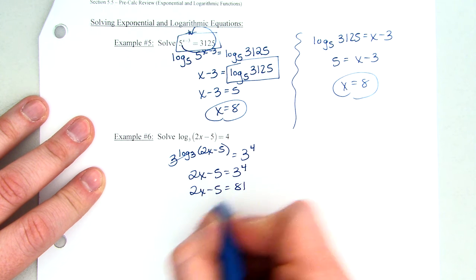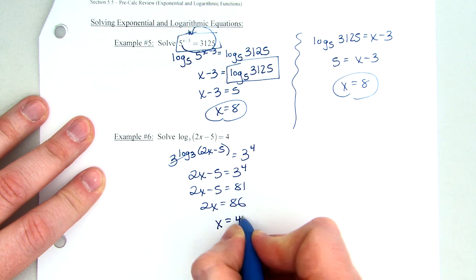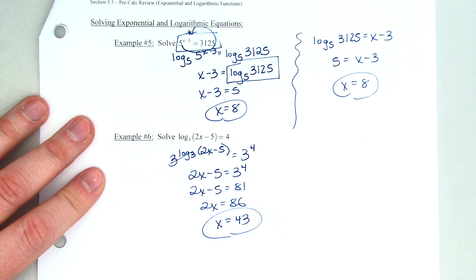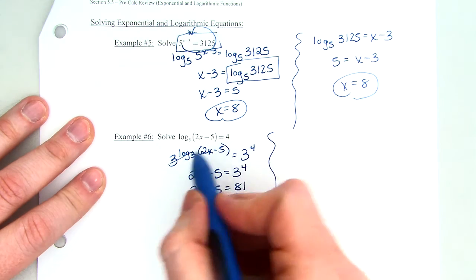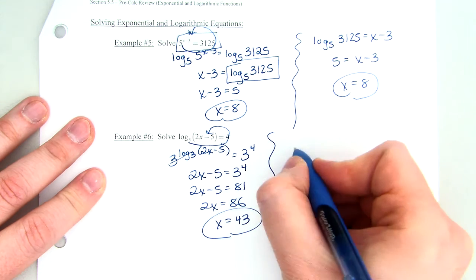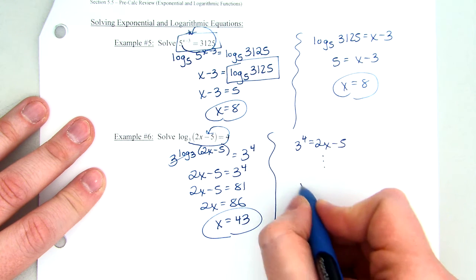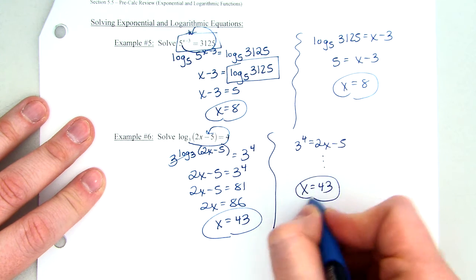2x minus 5 equals 81. 2x equals 86. X equals 43. Again, if you don't like this, the way you would have seen this in Algebra 2 is you would have rewritten it in exponential form. 3 raised to the 4th equals 2x minus 5, and then you can solve from there and get x equals 43.